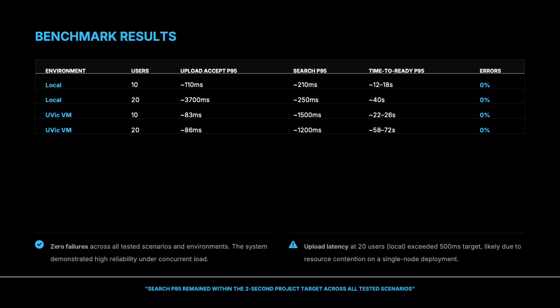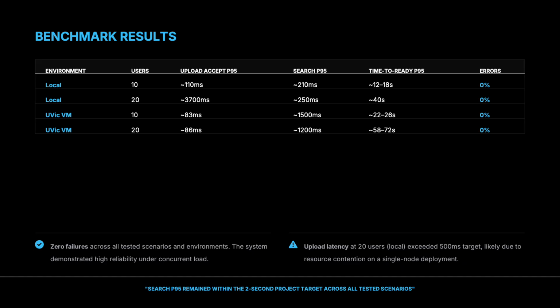Behavior was more mixed at upload latency. VM upload P95 remained low at both 10 and 20 users, but the local 20 users run showed a much larger 3.7 second spike for P95. We assume this is likely due to host-side resource contention and measurement variability in the WSL-based setup, rather than a change in application logic. Finally, for time to ready, we see a clear scaling trend.